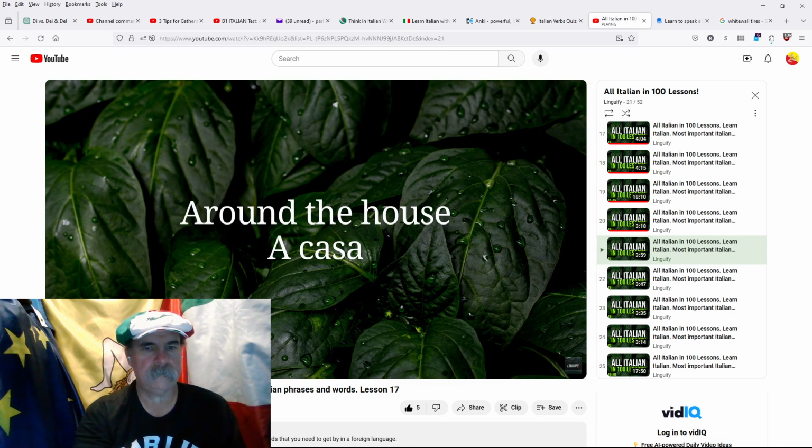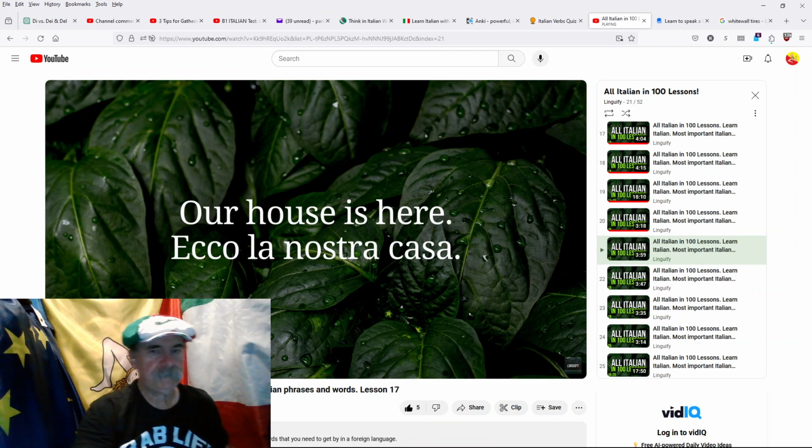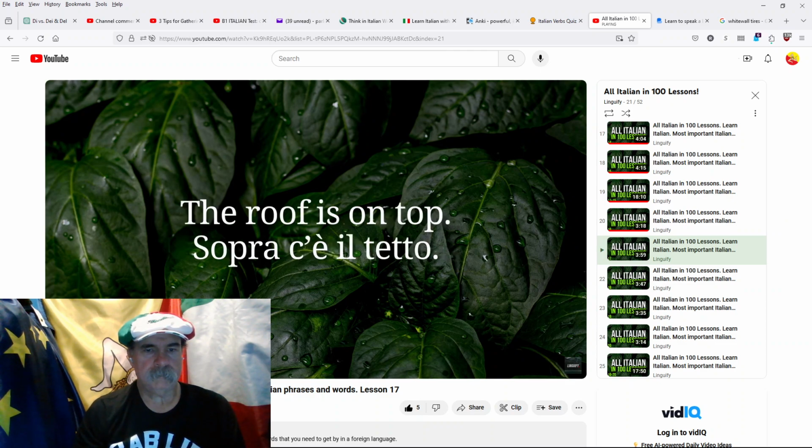17. Around the house. A casa. Our house is here. Ecco la nostra casa. The roof is on top. Sopra c'è il tetto. So il tetto is the roof.